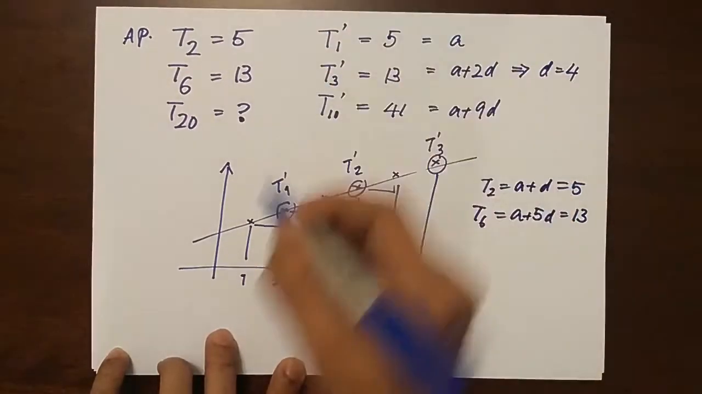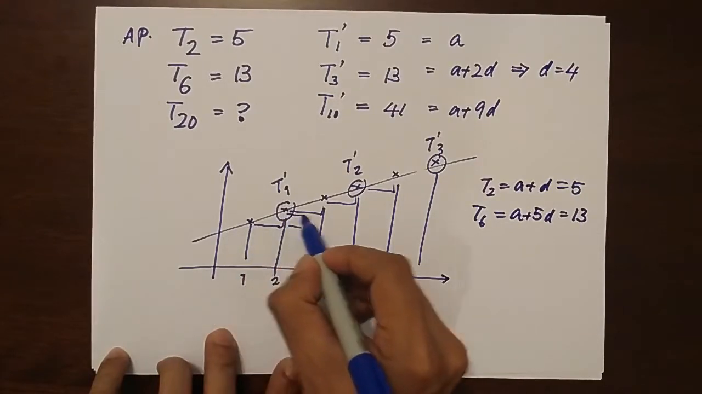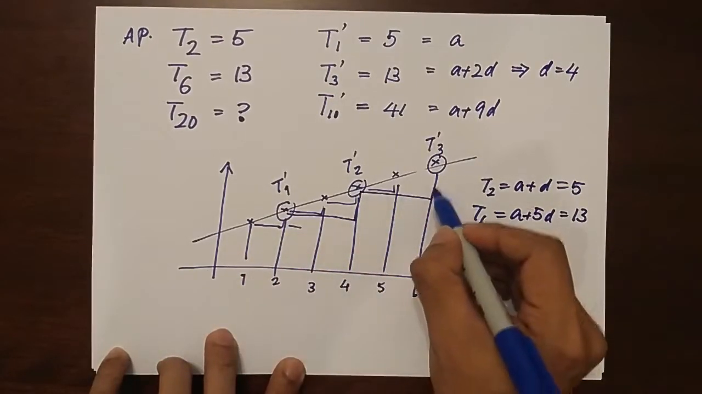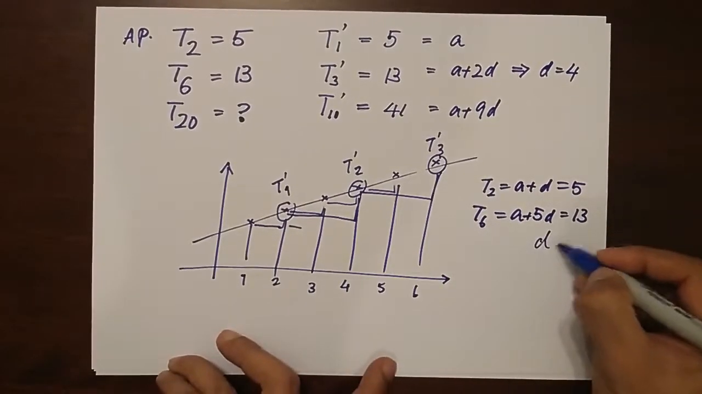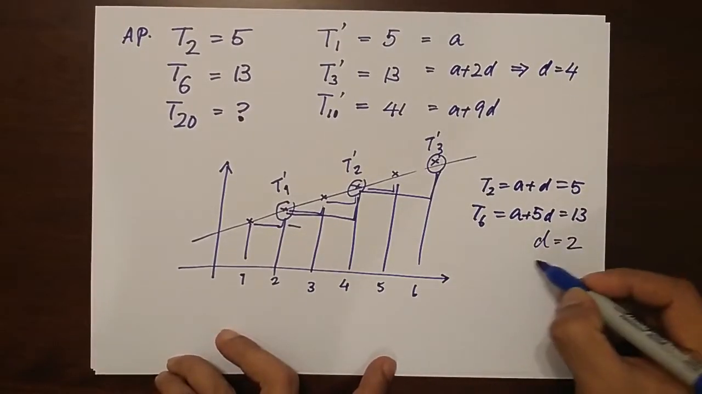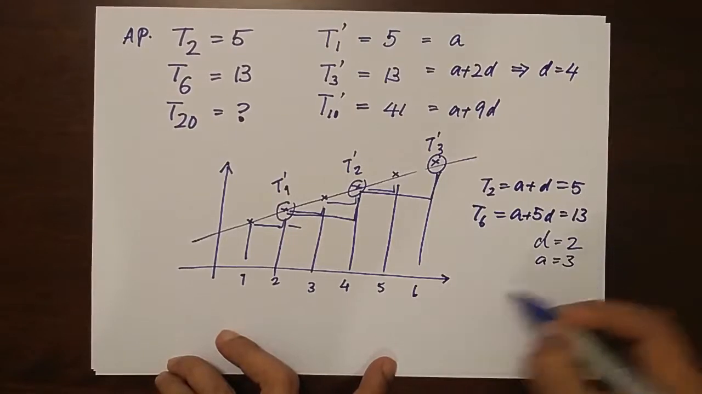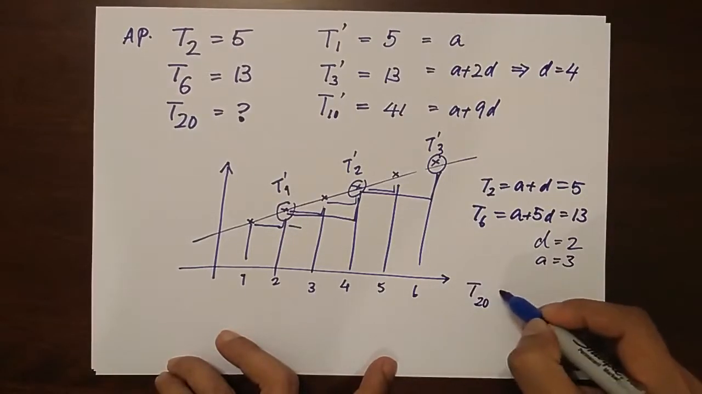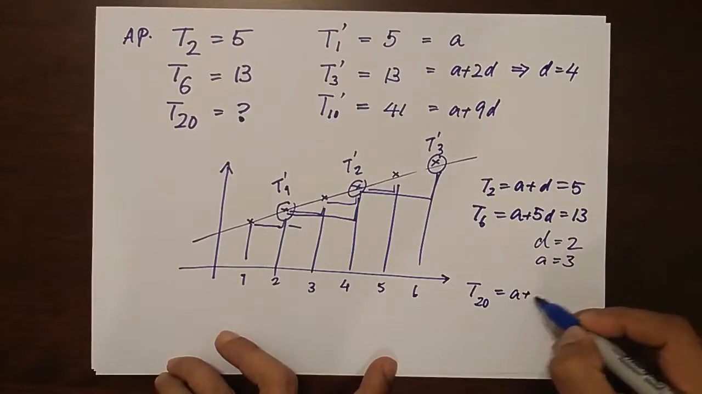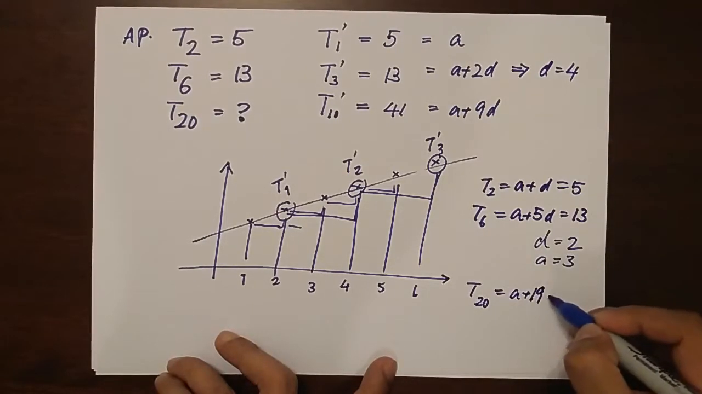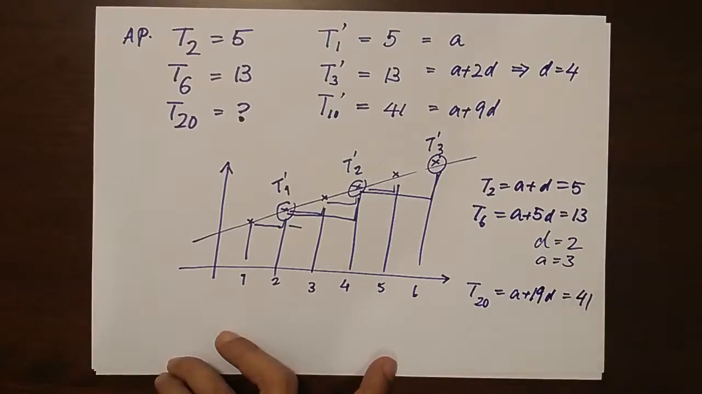If you take our new AP, the difference is double, the difference was 4. So anyway, that gives you D equals 2, A equals 3, from which you can easily solve T20, which is A plus 19D, which is 41.